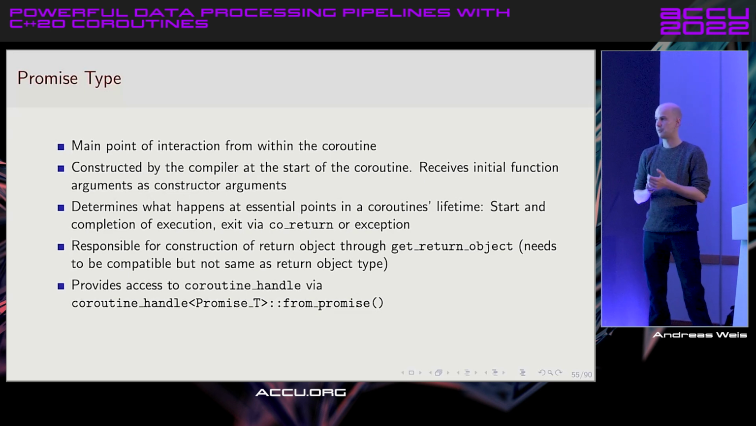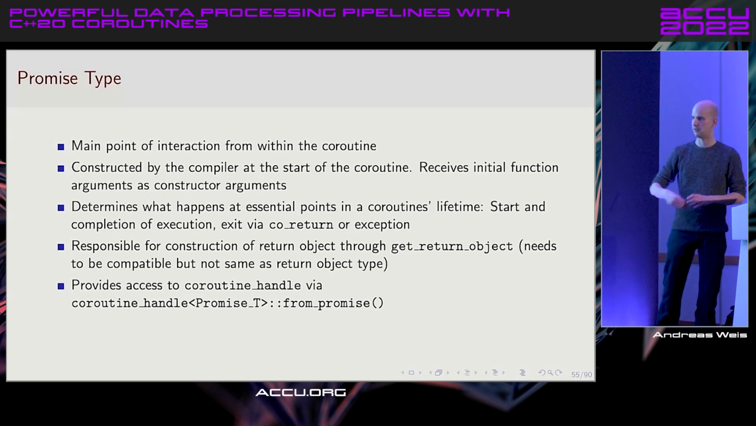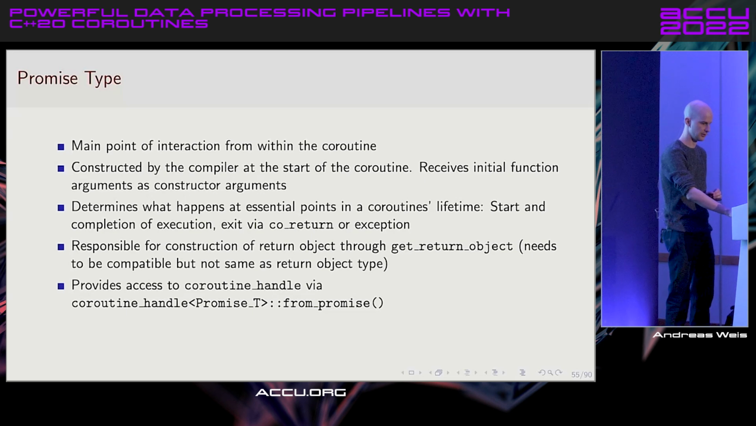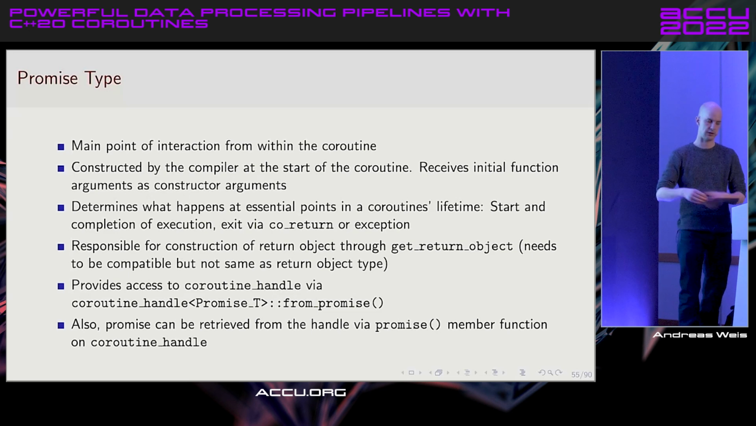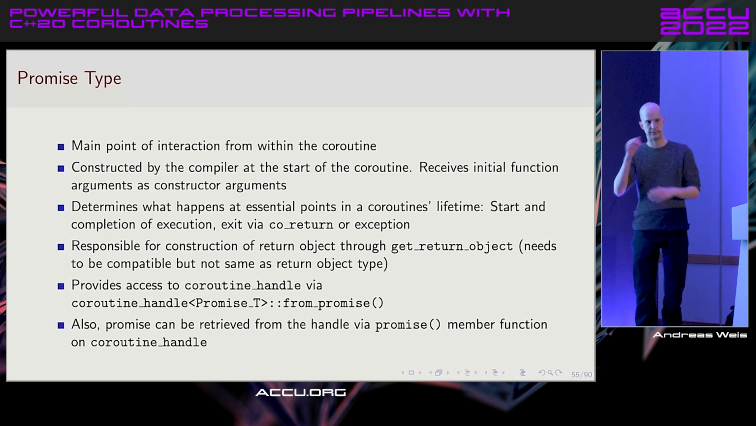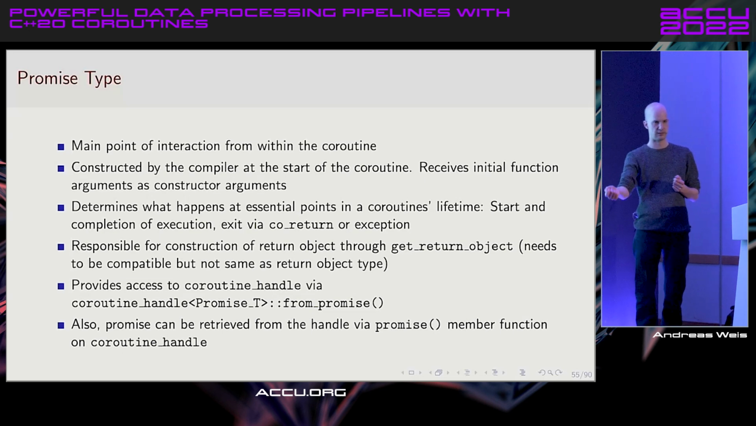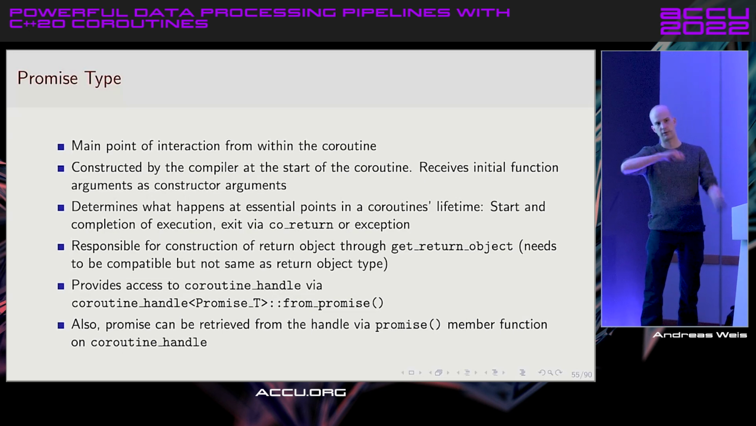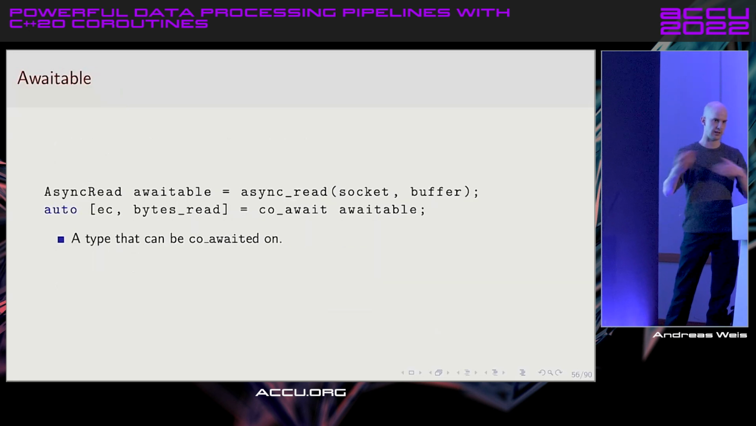The promise also provides access to the coroutine handle. It has a function from_promise that allows you, if you have a promise in hand, to retrieve the respective handle, and you can also go the other way around. So this is actually quite nice. If you either have a coroutine handle in hand or a promise in hand, you can always go from one to the next. This makes it a bit easier figuring out how to access data, as we will see soon.